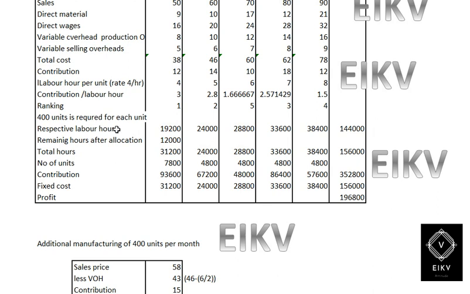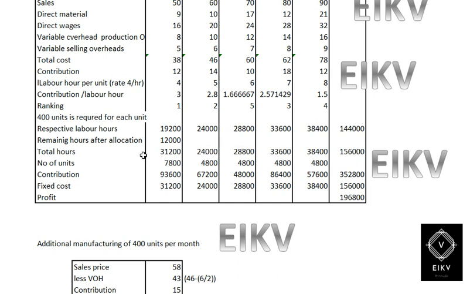So after allotting for the minimum 400 units for each product, the remaining labor hours should be used for manufacturing the rank 1 item, which is the product A. So the remaining 12,000 hours should be used for manufacturing product A. Therefore, the total hours will be 31,200, 24,000, and the remaining are the same.